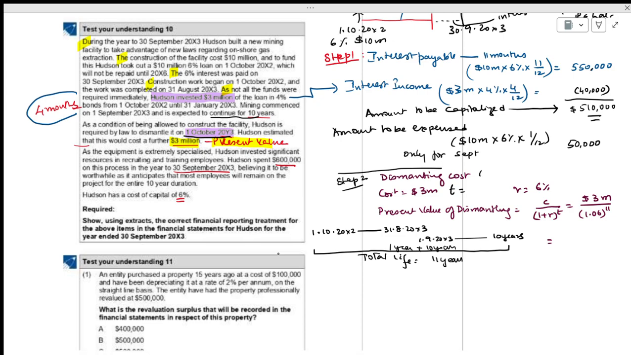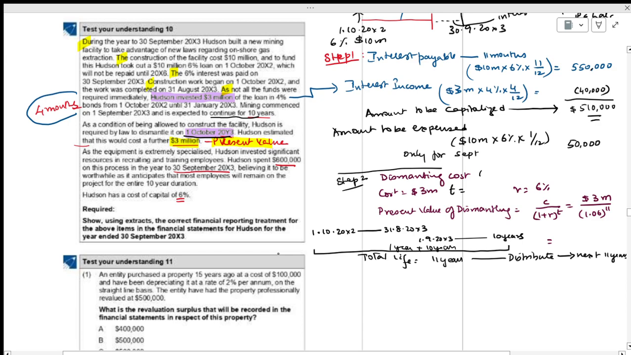The total life is going to be 11 years. The dismantling cost, we are not deducting immediately. When the project life is 10 years, we distribute this over the next 1 plus 10, one year, that is the initial year, plus 10 years. The dismantling cost will be distributed for 11 years.